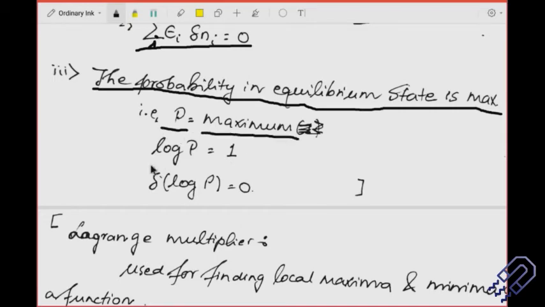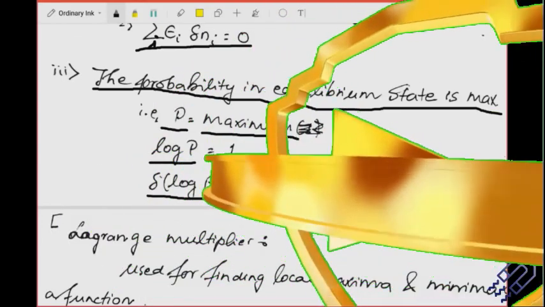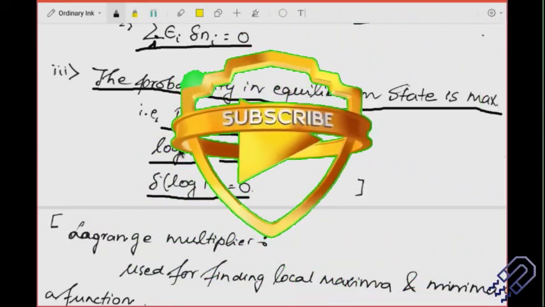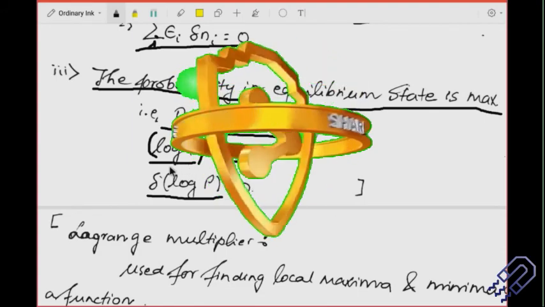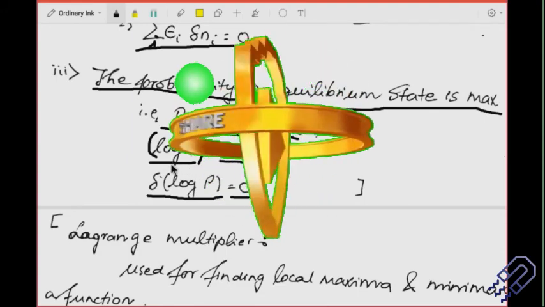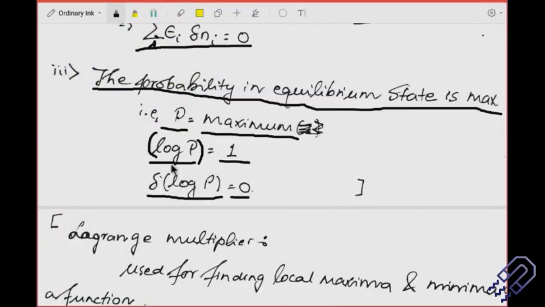So probability is maximum, and that means if we take log of p, it's going to be a maximum value. Let's say it's 1. If we take delta of log p, that means delta of 1, that's nothing but 0. So probability is measured in log of p. Don't get confused that p is 1, so how can log p be 1. It's not that. Log p is considered as a probability because we plot it on a logarithmic scale, and the delta of log p is 0. So these are the three important assumptions when we talk about statistical equilibrium. Very important.